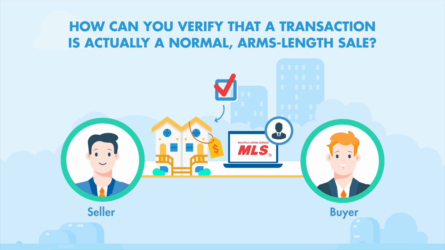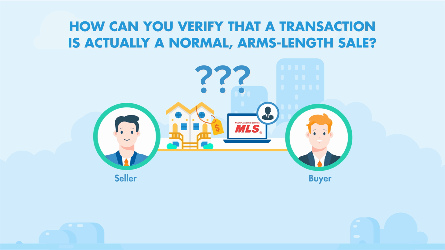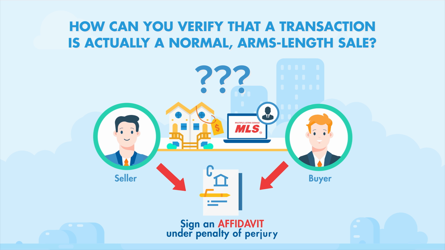But if there's ever any doubt or uncertainty about whether or not a deal is an arm's length transaction, another way to verify this is to have the buyer and the seller, and maybe even their realtor, sign an affidavit under penalty of perjury, so it's very important that they're not lying, testifying that there is no relationship between the two parties.